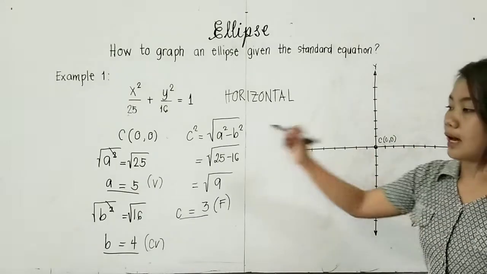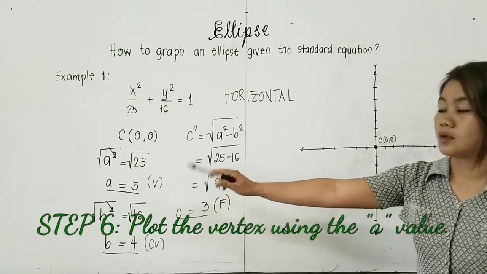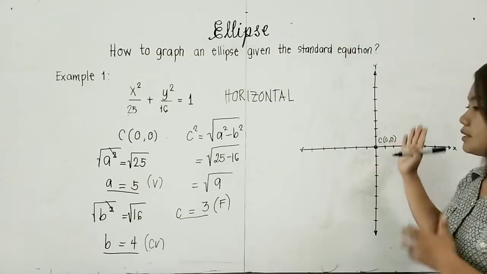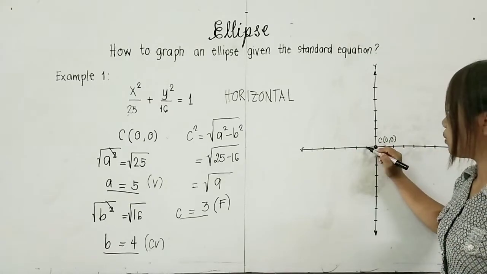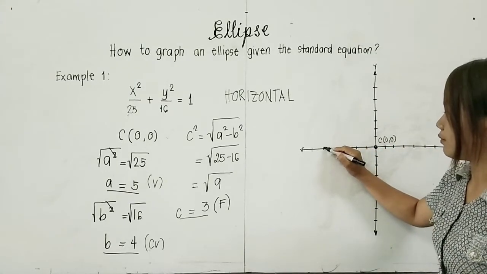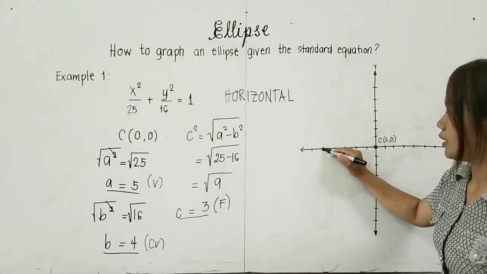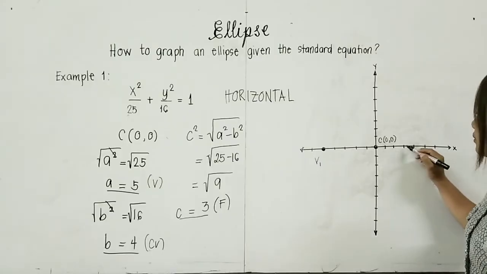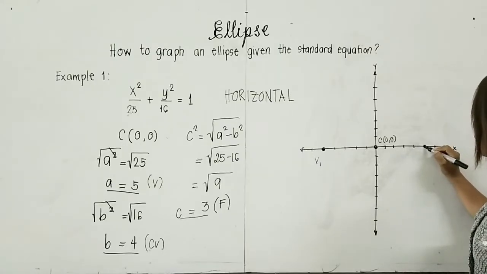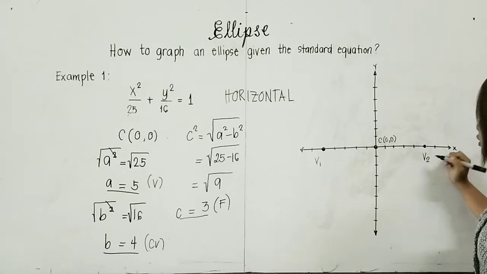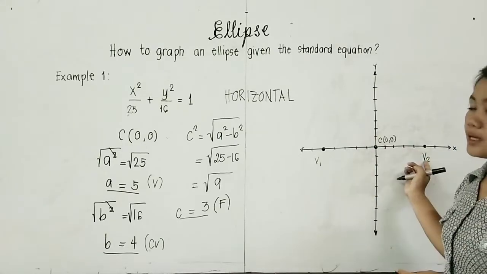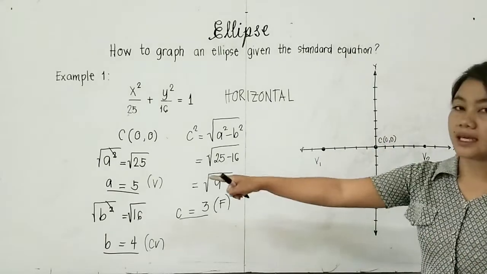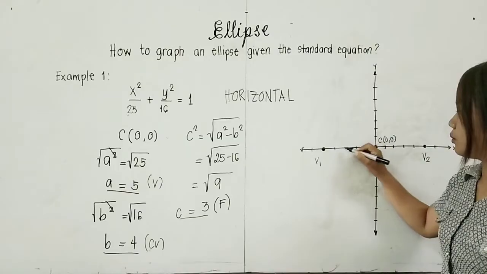First, we will have our vertex. So a is equal to 5. Therefore, we will count 5 units from the center to the left and to the right. So 1, 2, 3, 4, 5. Here we have our vertex 1. To the right, 1, 2, 3, 4, 5. We can label it as vertex 2. So we have 2 vertices. This distance is equal to a, so that is 5 units. Again, 1, 2, 3, 4, 5.